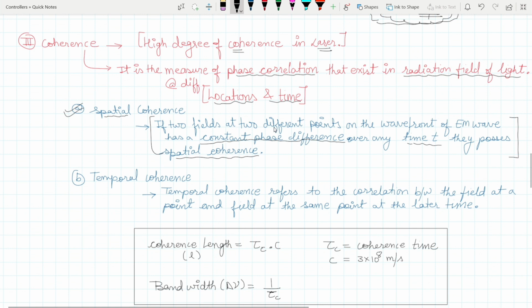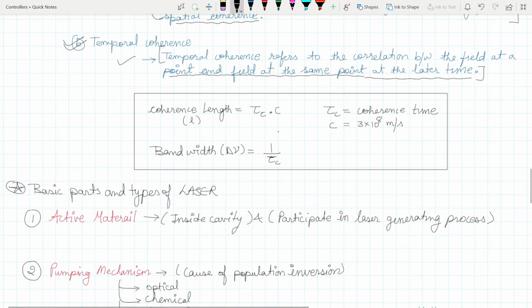For temporal coherence, you must remember that temporal coherence refers to the correlation between the field at a point and the field at the same point at a later time. In spatial coherence you don't have any formulas, but in temporal coherence you do, and those formulas are really important. Coherence length equals coherence time into the speed. You can remember it like distance equals speed into time, so this formula is very easy. Coherence length is tau c into c, where tau c is the coherence time and c is 3 into 10 to the power 8 meters per second, as we consider light as an EM wave.